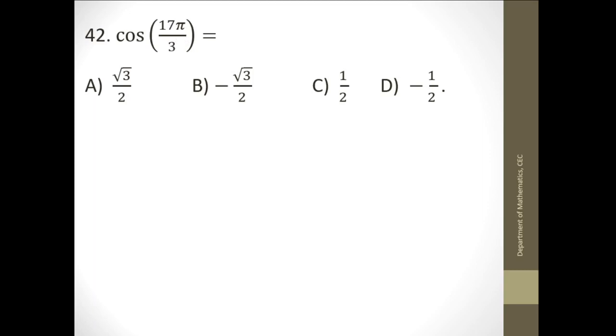Cos of minus theta is cos theta. Fourth quadrant cos is positive. Cos pi by 3, cos 60. Cos 60 is nothing but half. Answer is C.